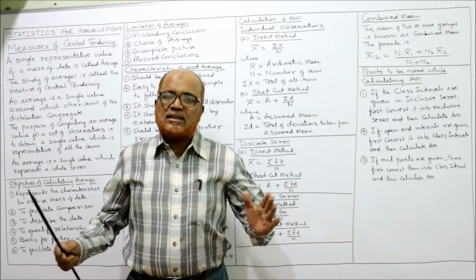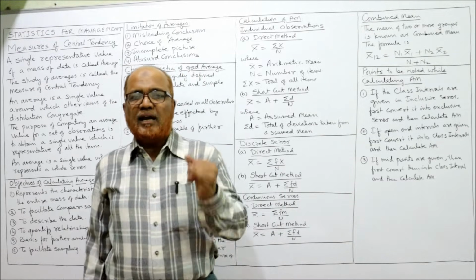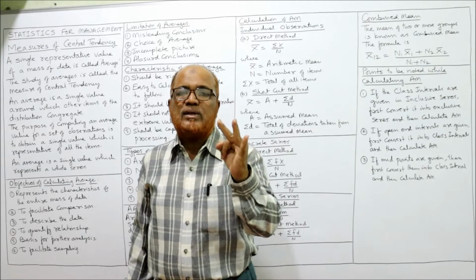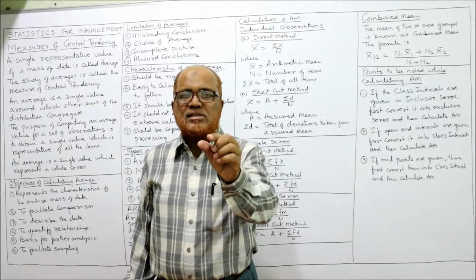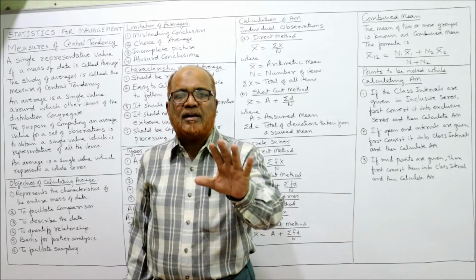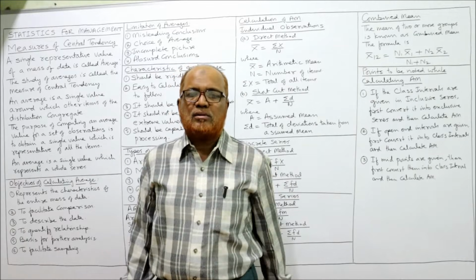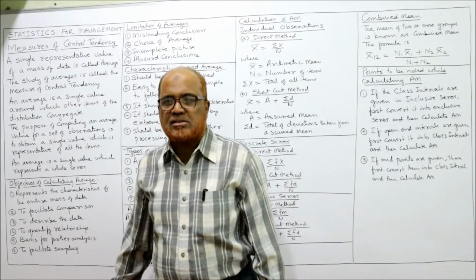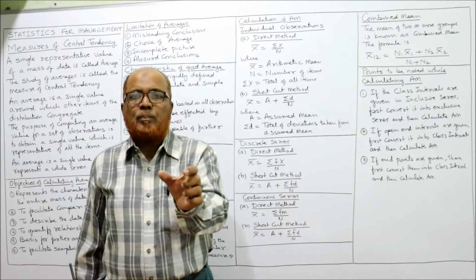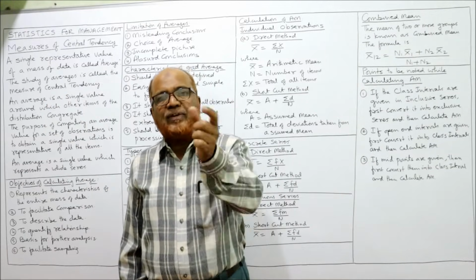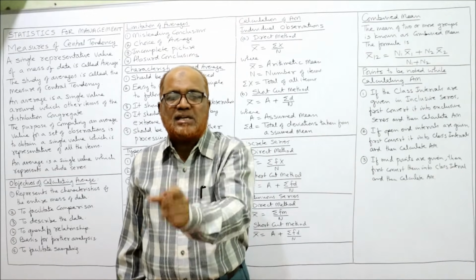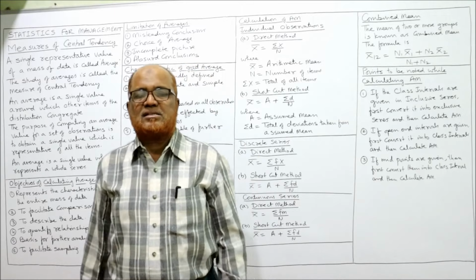See here, there are three types of series: individual series, discrete series, continuous series. Individual series means no grouping is made. Simply we write down the values. Simply if we take the values, it is called individual series. Suppose if we make a group with frequency, that means X values are there, frequency is there. That is a discrete series.